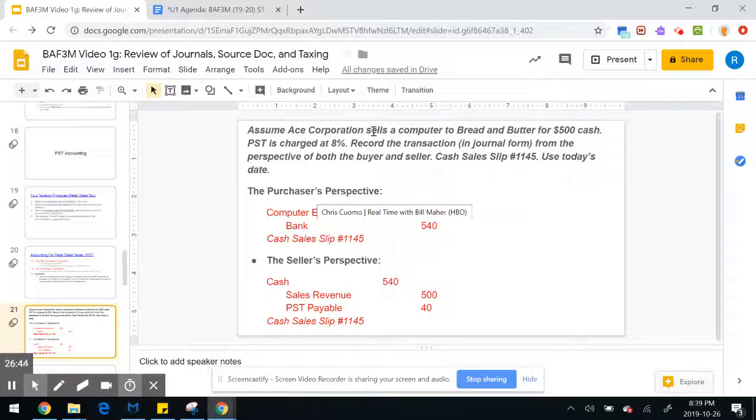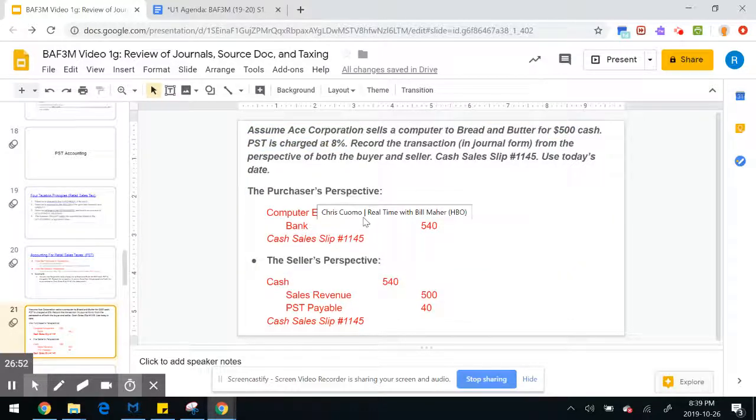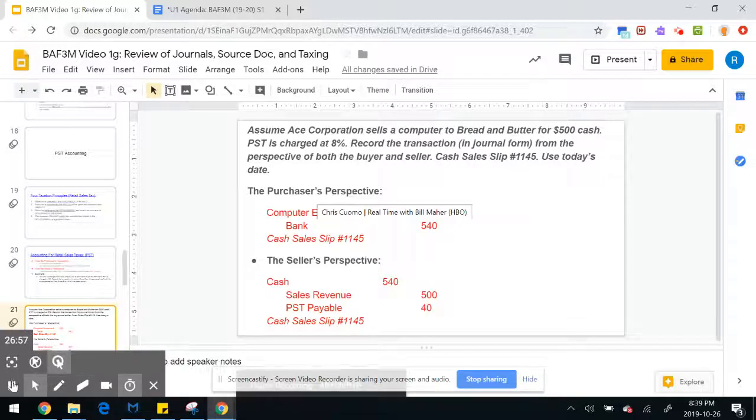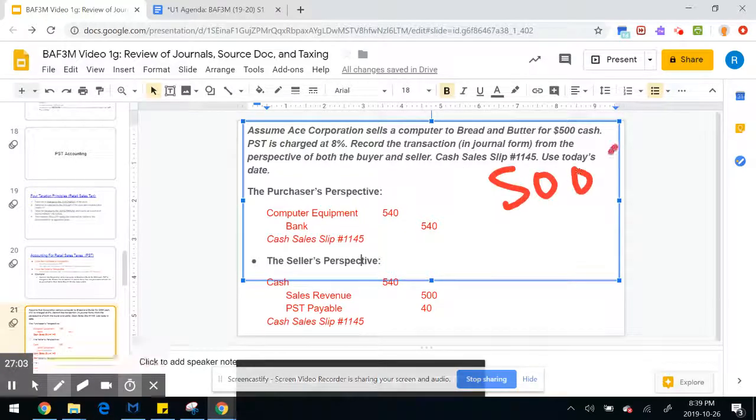Okay. Anyway, so this example right here is a $500 cash sale for a computer with 8% PST. I don't know if I can only see that or if you can see it too. Okay. Anyway, so here, computer equipment. Let me pause and see if I can get rid of that. I think I did. So here, again, straight up $500 sale for cash.